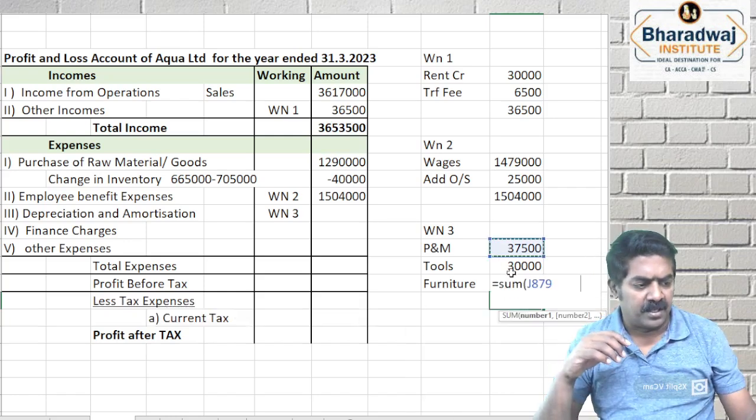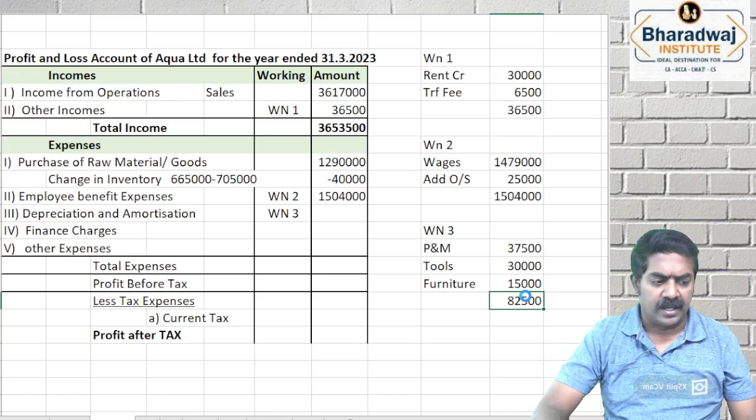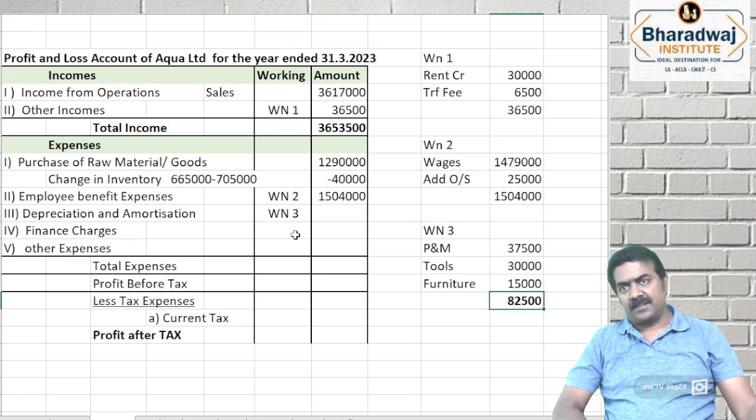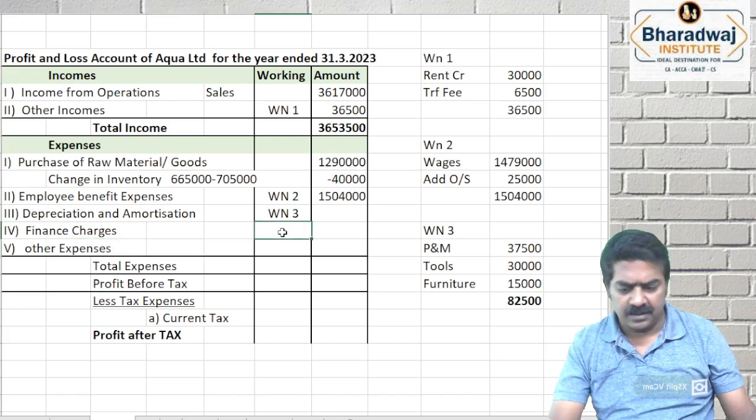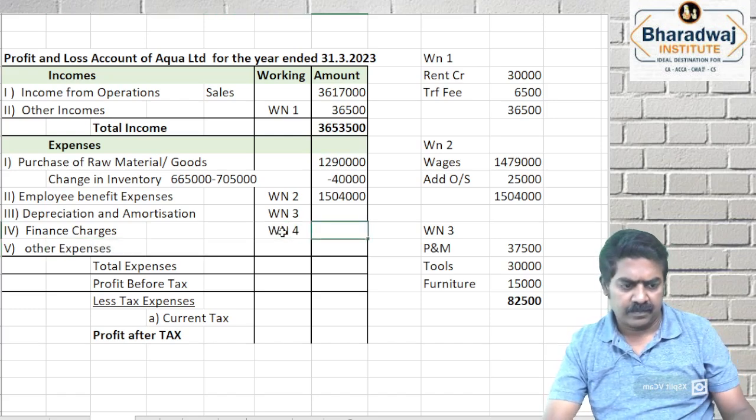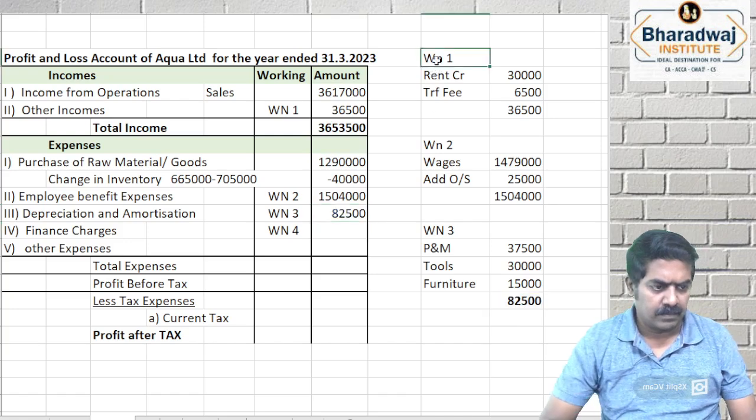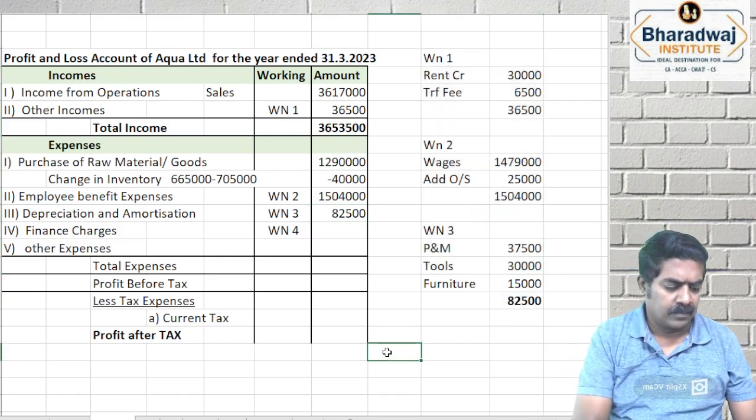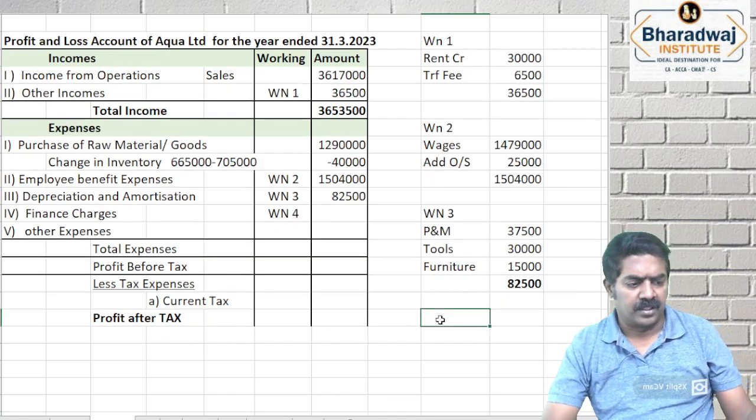Suppose they give you preliminary expenses and nothing is specified in the exam question, what will you do? You will write off. As per AS 26, preliminary expenses must be written off. That you can show in other expenses. Next, working note for the other expenses.